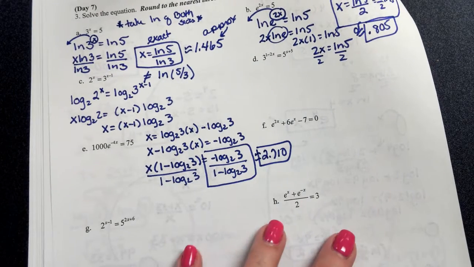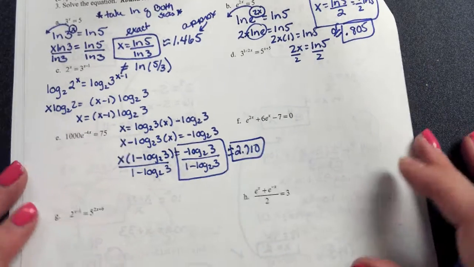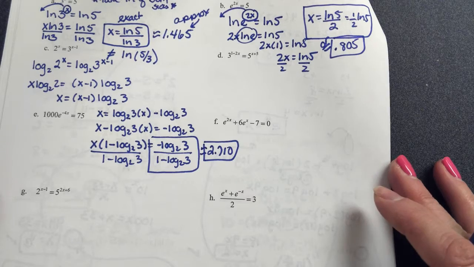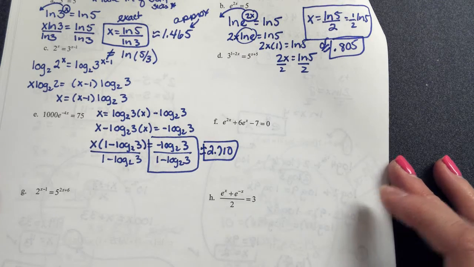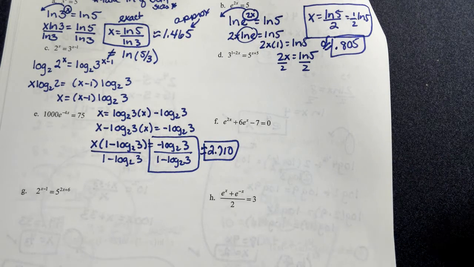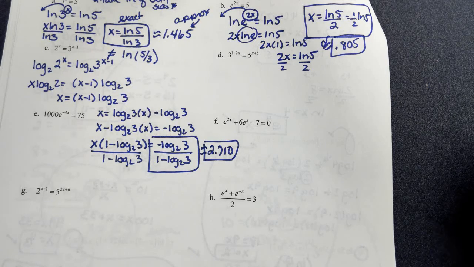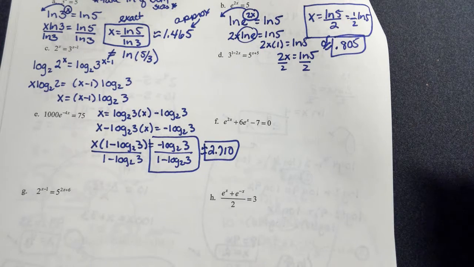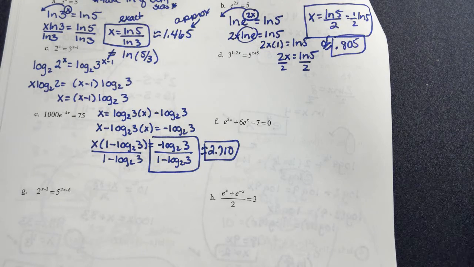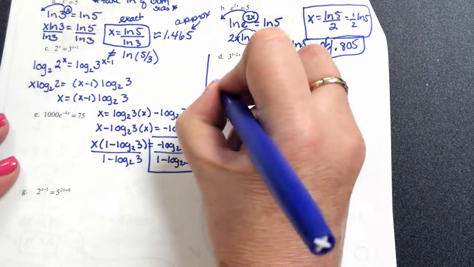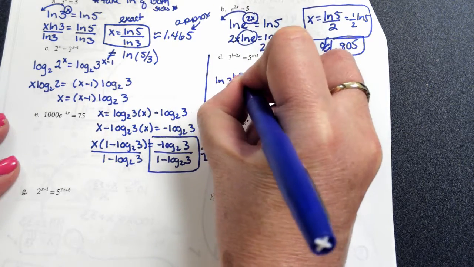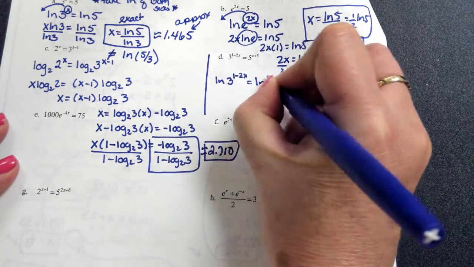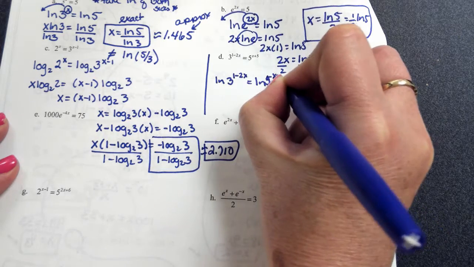All right, any questions on that? So let's take a look at D. 3 raised to the 1 minus 2x equals 5 raised to the x plus 5. So just to show you, I'm going to go ahead and take the natural log of both sides. Could I have done a log base 3 of both sides? Yes. Could I do log base 5 of both sides? Yes. I mean, you have those 3 options. You can do a natural log. You could even do a log base 10 if you wanted to. All right. But I'm just going to take the natural log of both sides. So the natural log of 3 raised to the 1 minus 2x equals the natural log of 5 raised to the x plus 5.